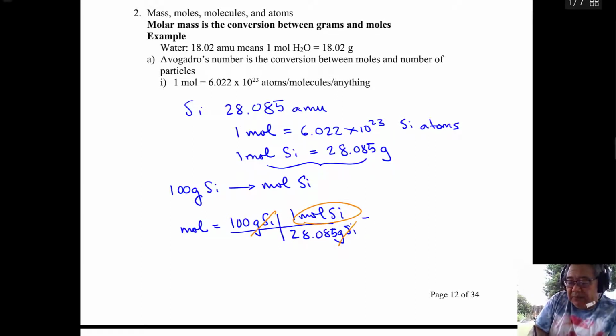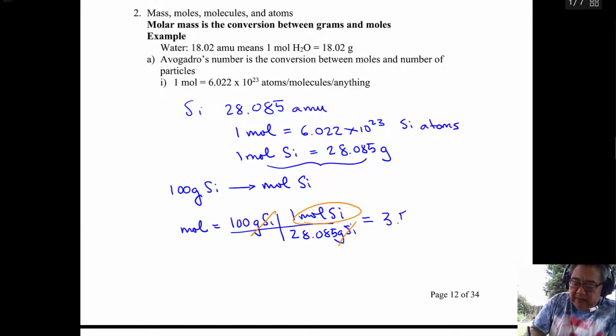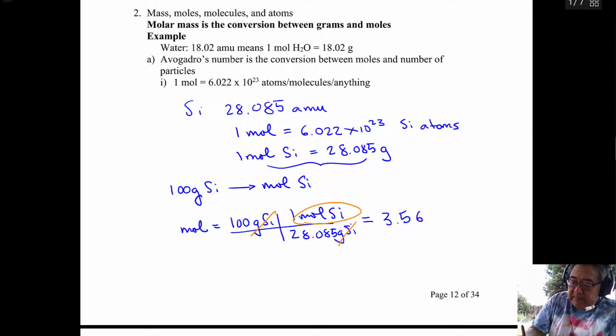So all I'm left with doing is the calculation. I have 100 divided by 28.085, and then I get 3.56 moles of Si. Okay, so that's how I would figure out the moles of Si.